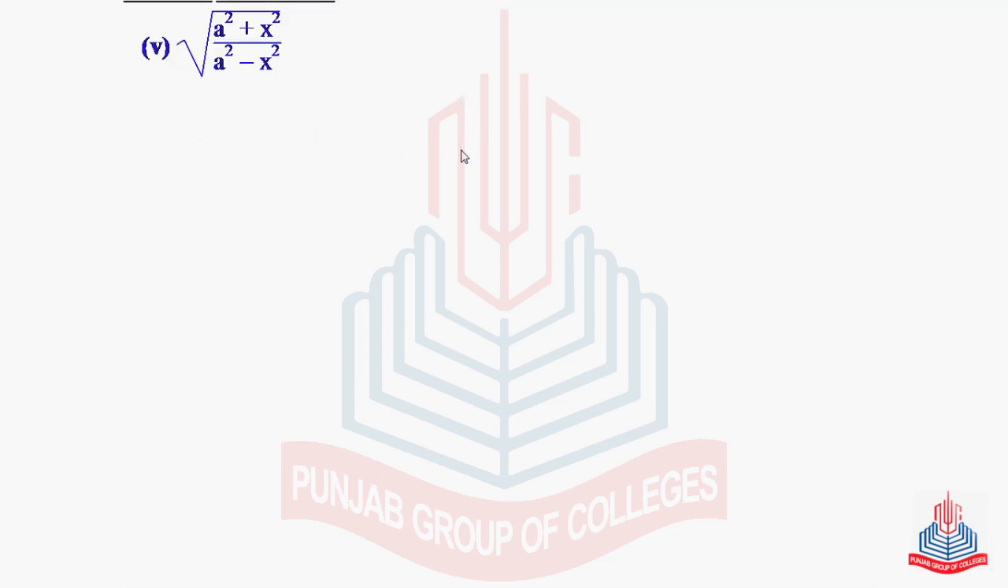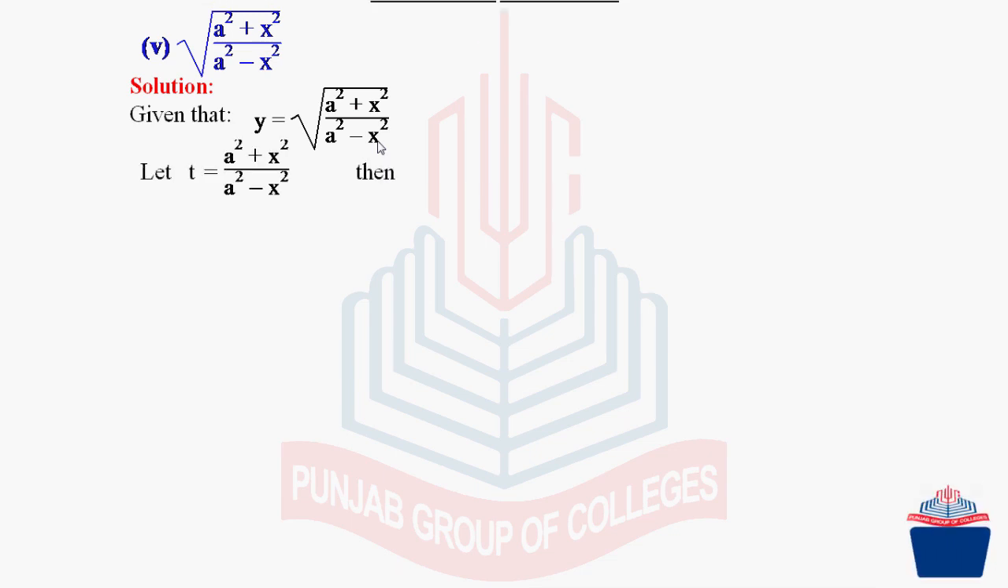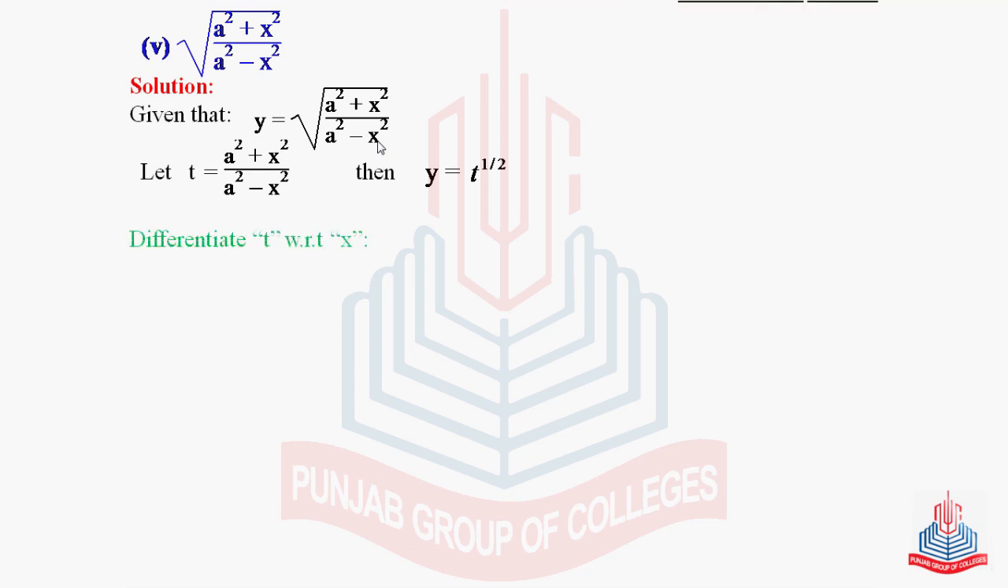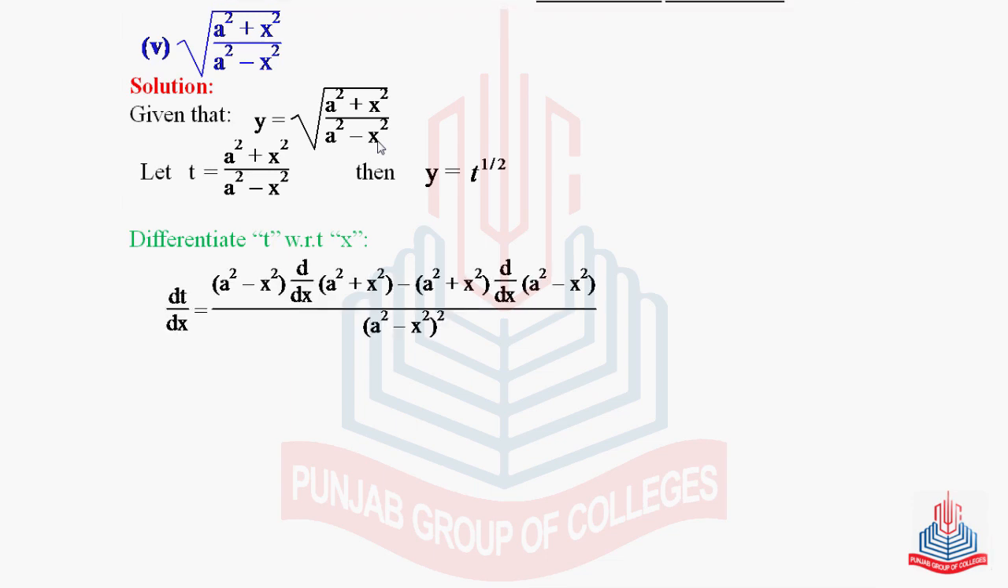Part 5. To calculate the derivative of this function by using the substitution technique. Given that y is equal to the square root of (a² + x²)/(a² − x²), again exactly the same procedure, by substituting this inner function in the form of t. So t is equal to (a² + x²)/(a² − x²), and y will become t raised to the power 1/2. I think this one is an easy exercise for you, so you must solve this question for yourself. I will just explain very simply.